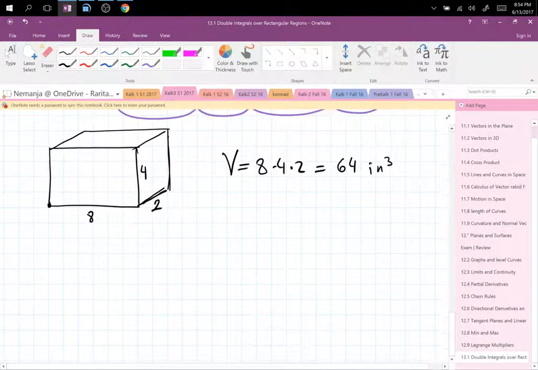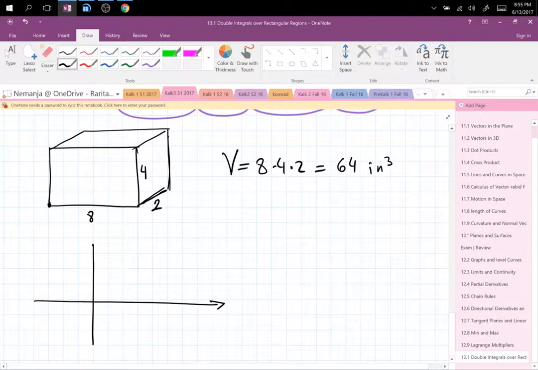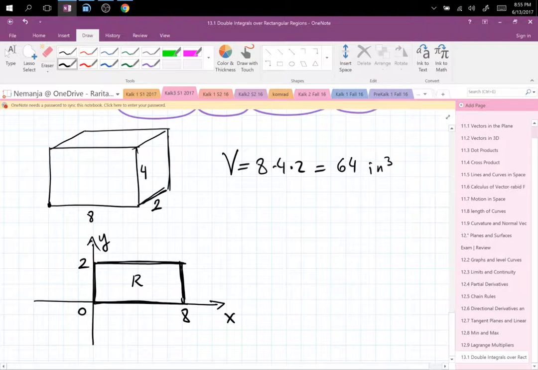Let's talk. So here's why. The box sits in the xy plane with the rectangular domain 0 to 8, 0 to 2. This is your region R. So what you see here is the domain.